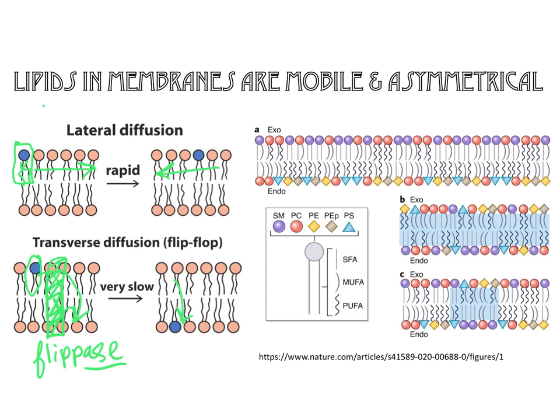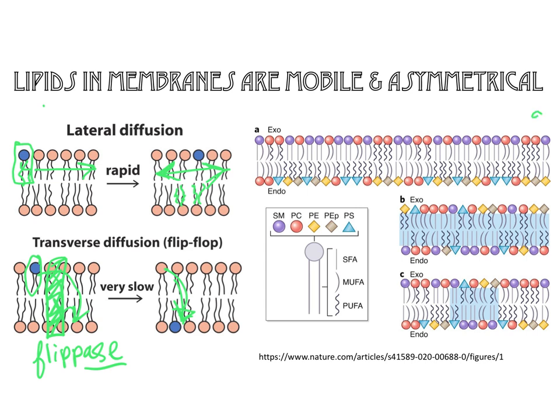I just want to remind you, see all these little squiggly tails here means that these acyl tails, these fatty acids, are mostly unsaturated cis fatty acids. So the membrane is nice and fluid, more like olive oil and less like butter. And that means that the phospholipids can move back and forth actually pretty quickly. And they can also flip-flop. And the reason for the flip-flop is crazy important.